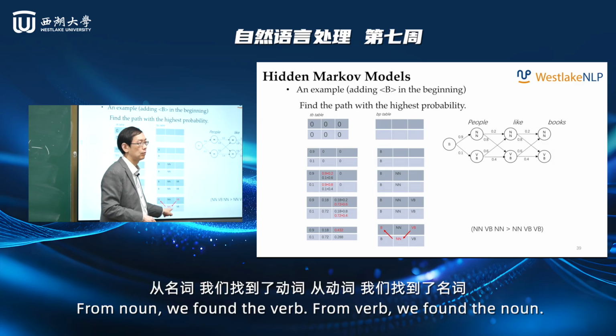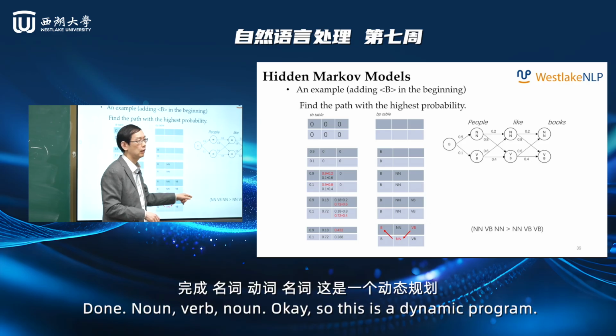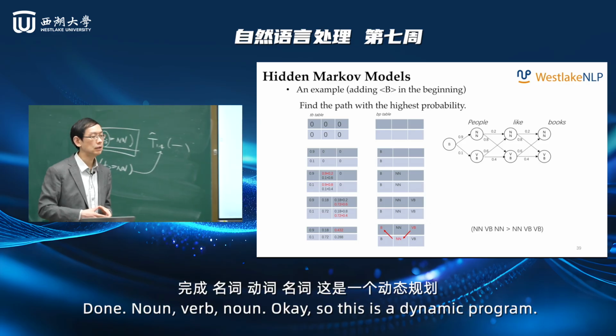From noun, we found the verb. From verb, we found the noun. Done. Noun, verb, noun. So this is the dynamic program.